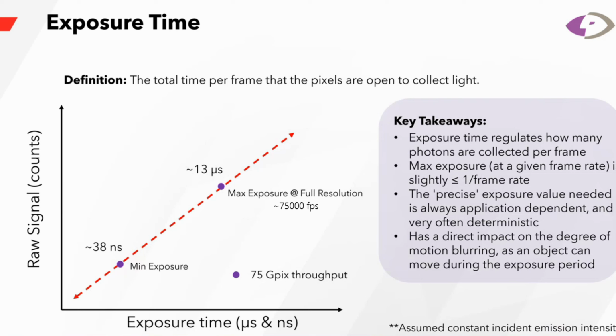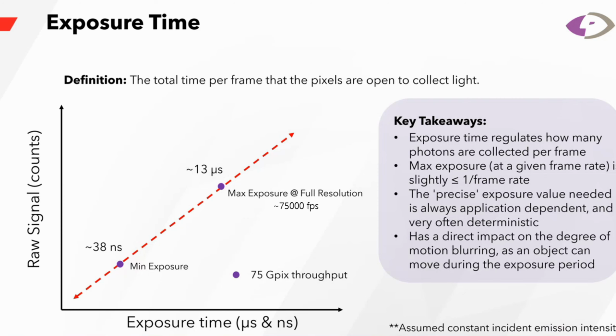And very often it's deterministic. So if you have a shot looking at a bullet flying across the screen and you want to set your exposure time, you can actually take out a pencil and paper and calculate what your exposure time should be set at. The exposure time has a direct impact on the degree of motion blurring. An object has the ability to move during the exposure time. So the shorter the exposure time, the less motion blurring you have, but the less light you'll be able to collect per frame. So it's kind of an elegant balance between getting a good brightness and minimizing your motion blur.